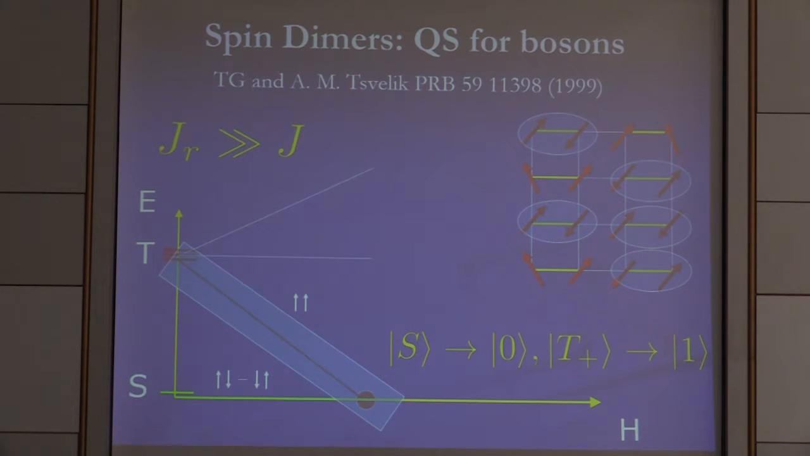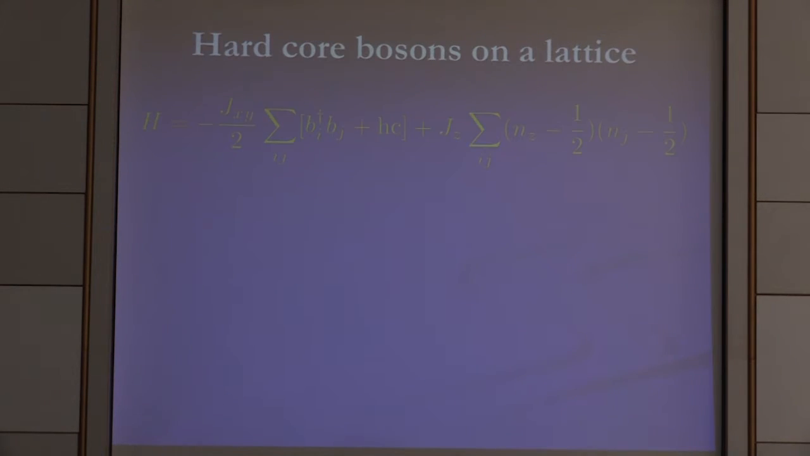So I can map a quantum magnet system onto a model of itinerant bosons on a lattice, where the xy component of the exchange is the kinetic energy of the bosons. The Jz component of the exchange is the nearest neighbor repulsion between the bosons. And of course, there is also an infinite on-site repulsion to get hardcore bosons. And now you see that you have a fantastic quantum simulator for itinerant bosons.